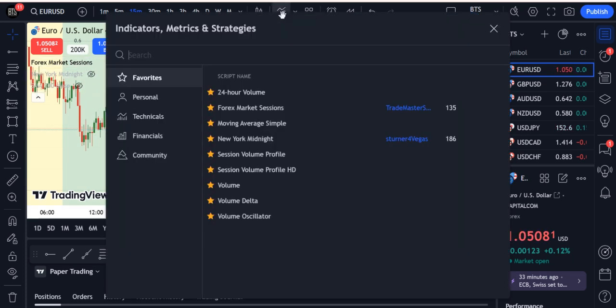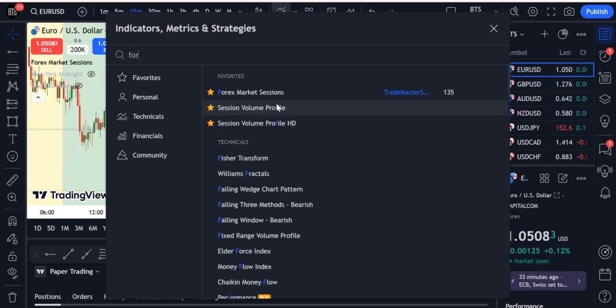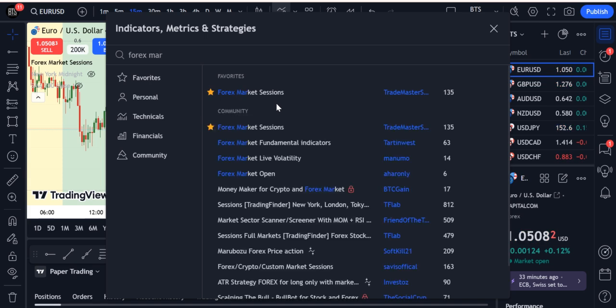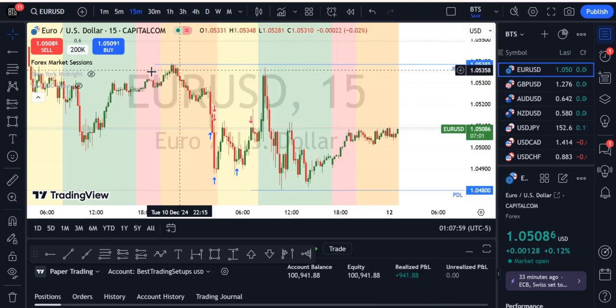If you want to also have this on your chart, just search for Forex market session, and right around there you will see it. It is by Trade Masters. You can put it on your favorites and put it up on your chart.